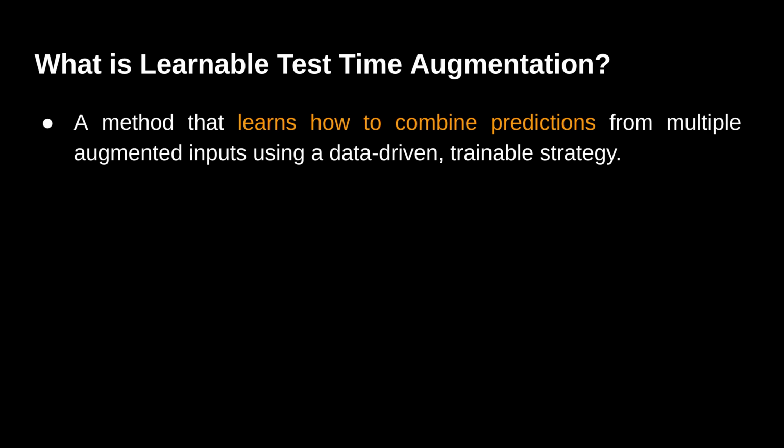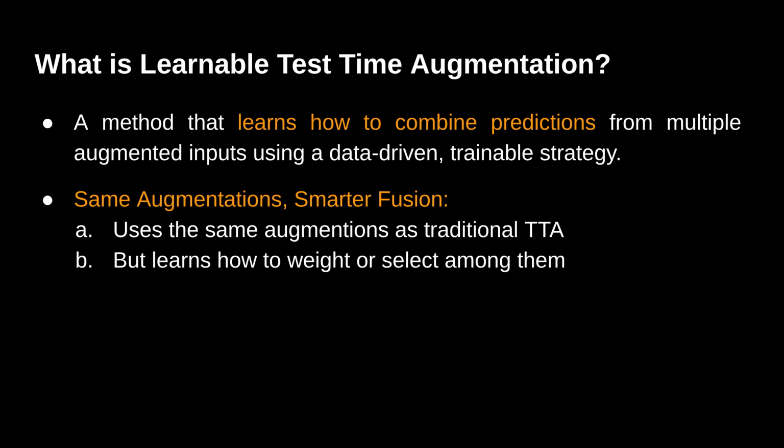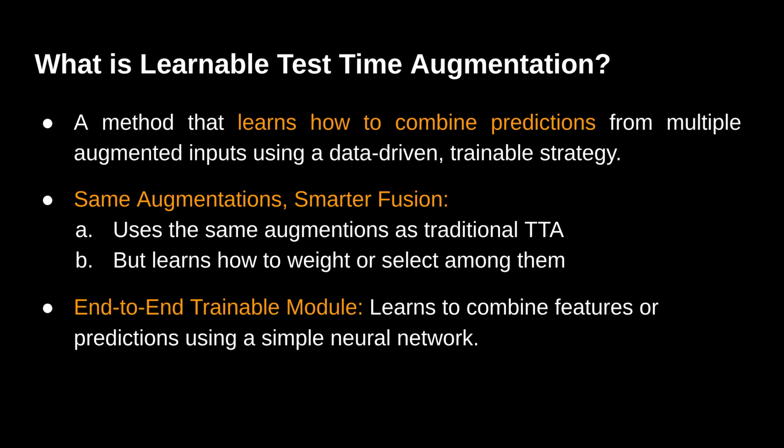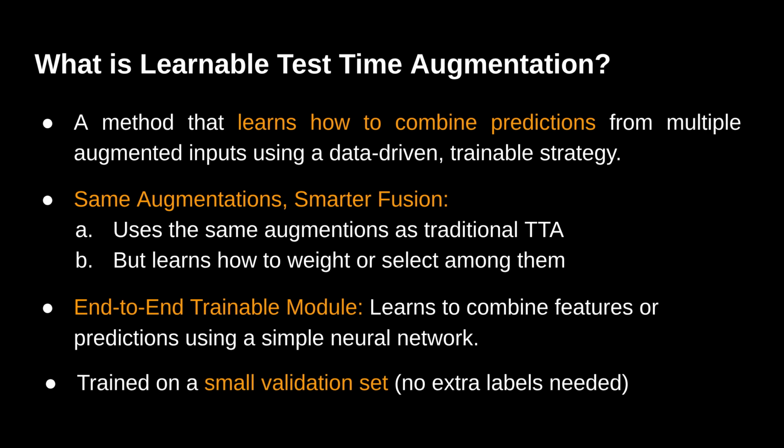And that's where learnable test time augmentation comes in. It's a method that learns how to combine predictions from multiple augmented inputs using a data-driven, trainable strategy. In both cases, traditional TTA and learnable TTA, we use the same augmentation techniques but learn how to weight and select among them. Here it learns to combine features of predictions using a simple neural network, and that neural network is trained on a small validation set, so no extra labels are required.